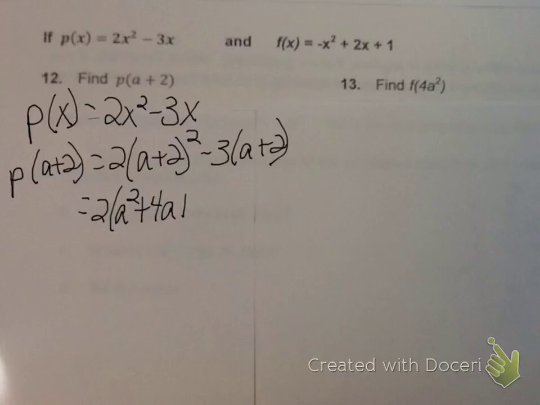Now, when you have an a plus 2 quantity squared, the shortcut is you square the first term, multiply the two terms together and double it. That's where the 4a came from. And then square the last term.